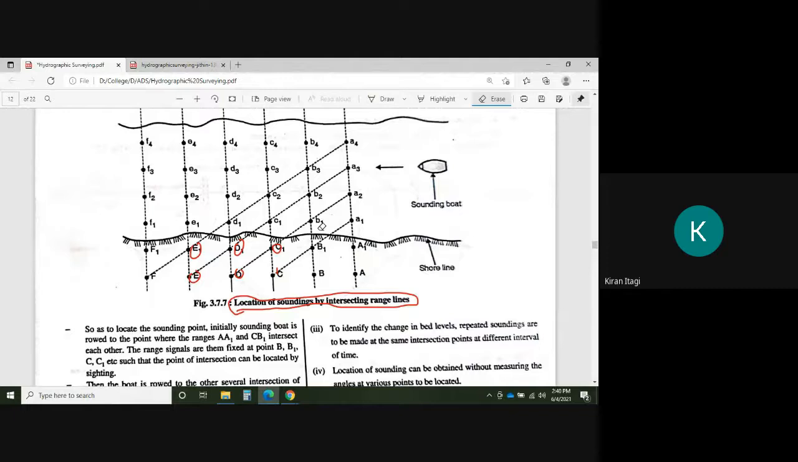Here we are doing it in a slightly inclined way, whereas before we did it in a straight way. Here we are doing it in an inclined way. Again, the figure will explain everything.